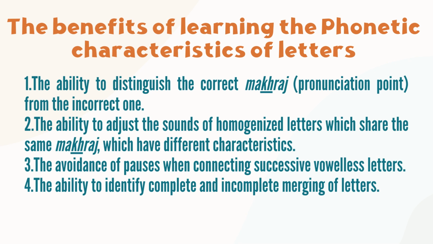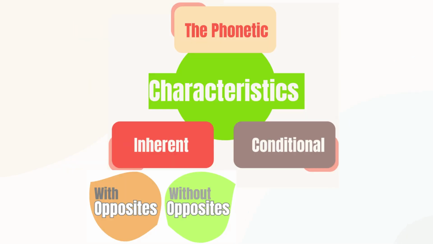Overall, the ability to identify complete and incomplete merging of letters, as we will learn later on, inshallah. The phonetic characteristics of the Arabic letters are divided into two main categories: the inherent characteristics and the conditional characteristics. The inherent characteristics are also divided into two main sections: the ones with opposites and the ones without opposites.